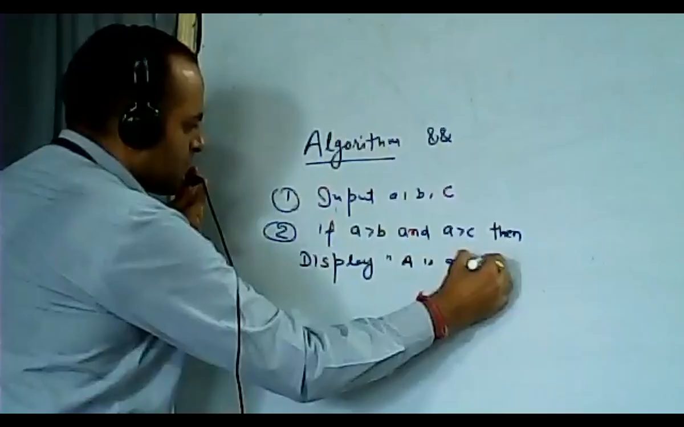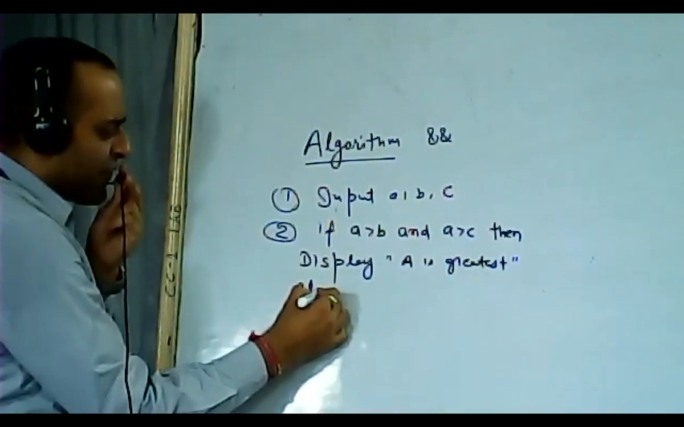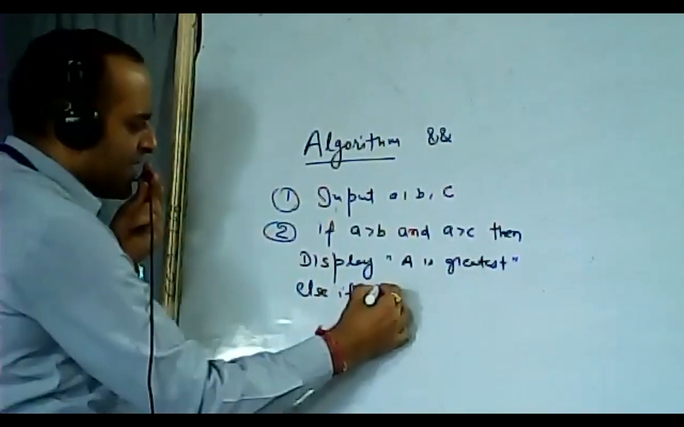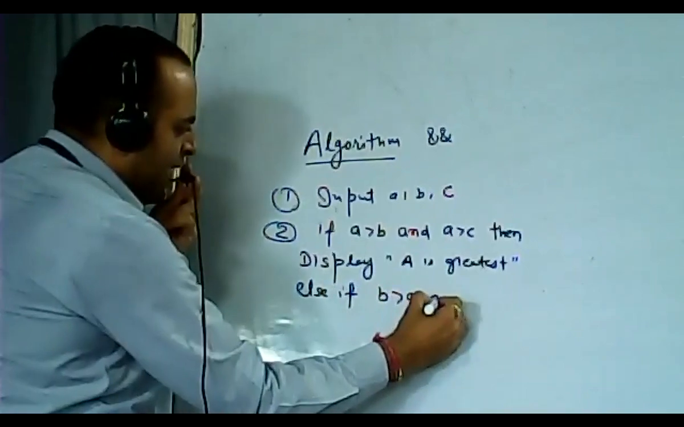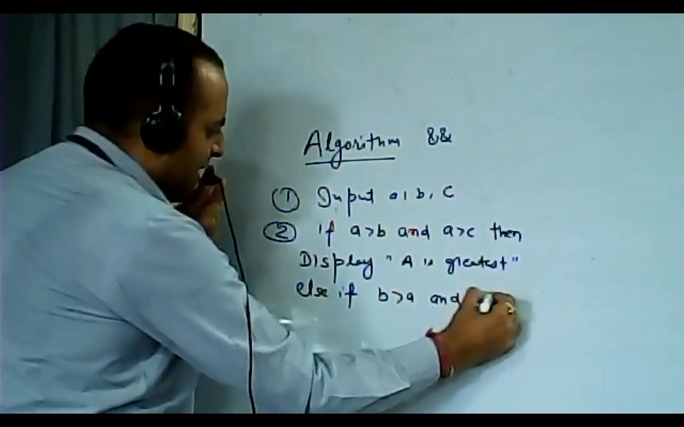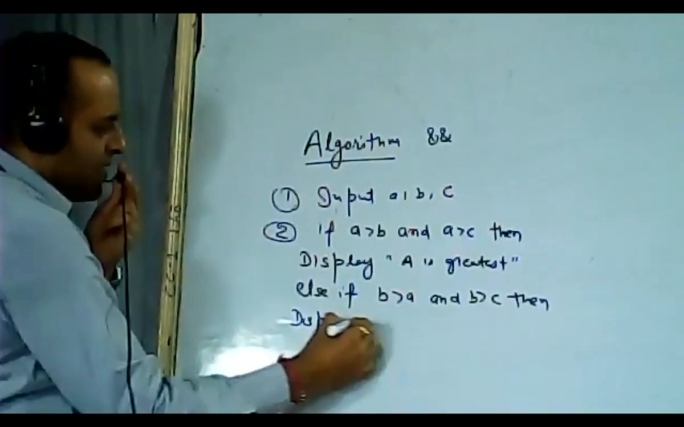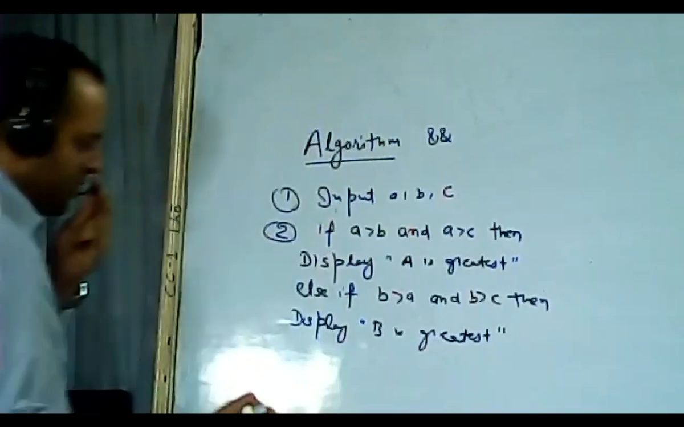Now the second condition, else if, again a condition. Else if b is greater than a and b is greater than c, then display b is greatest. Yes or no? Else we can say c is greatest. Yes or no?